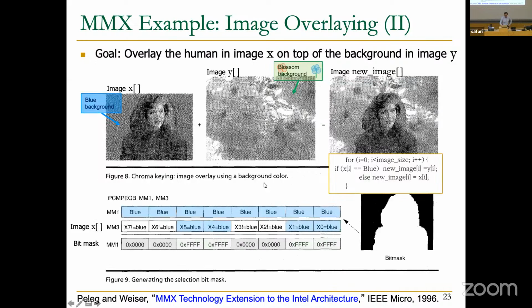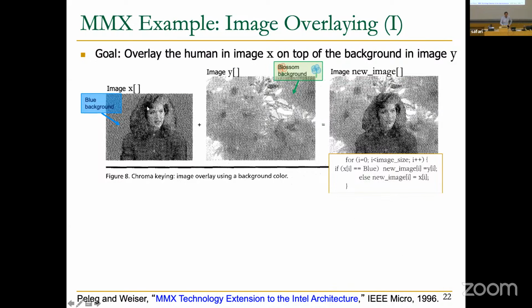Basically, these are the types of operations they were targeting. Essentially, you have this image X, let's say, and then you have a background image Y, and there's a blue background in image X. Now, the idea is to replace that blue background, doing some image processing, with some blossom background. It looks like a tree over here, and then obtain this image. So this is standard image processing, very, very simple operations, if you will, by today's standards.